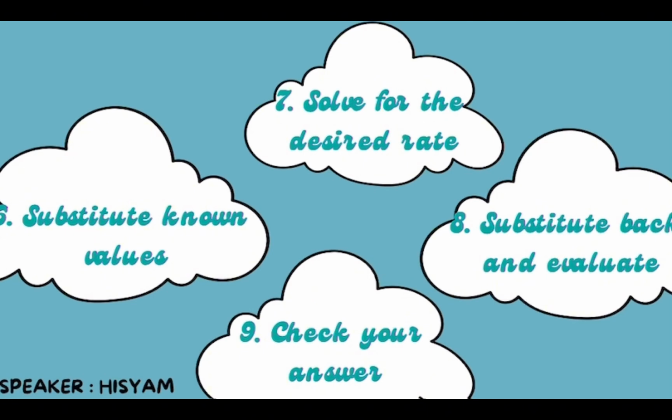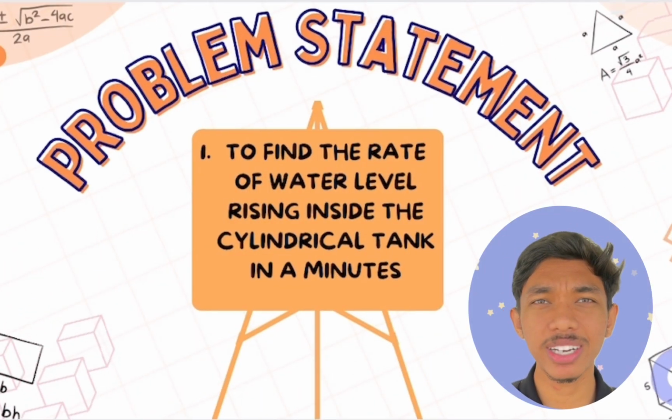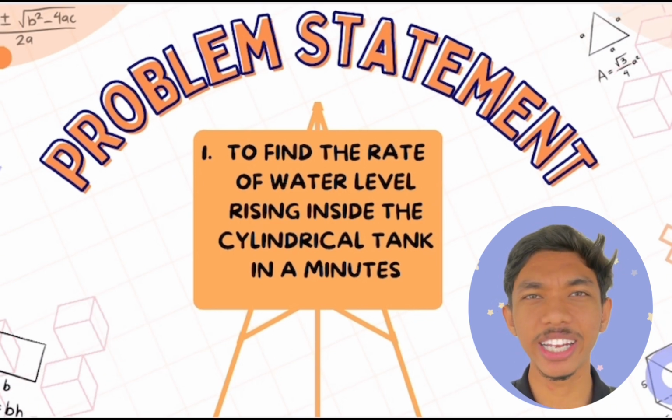Last step, check your answer. Verify that your solution is reasonable and satisfies any given conditions or constraints in the problem. Review the units of measurement and ensure they align with the problem's requirements. Make sure your answer is carefully double-checked. The problem statement is to find the rate at which the water level is rising inside the cylindrical tank per minute.